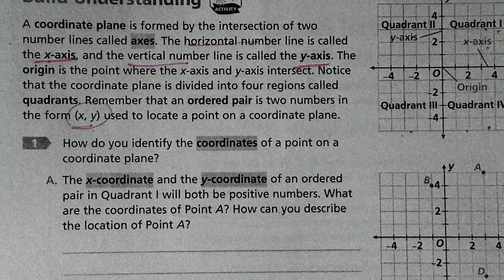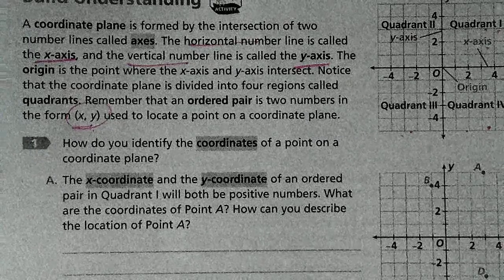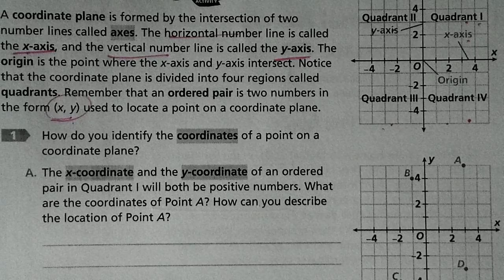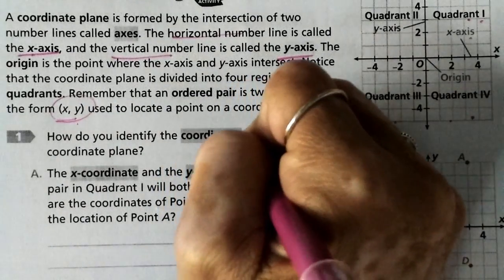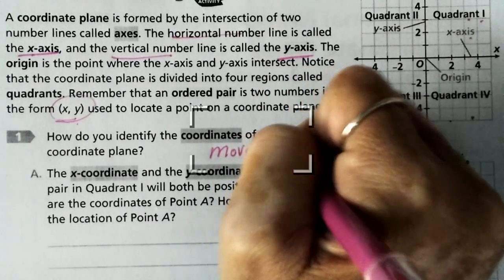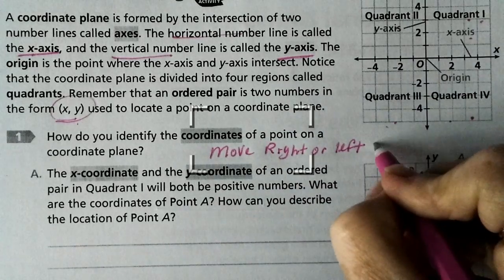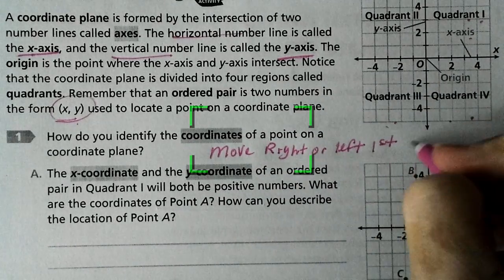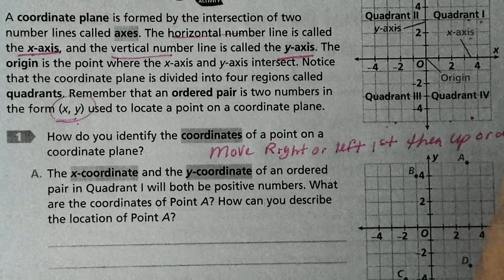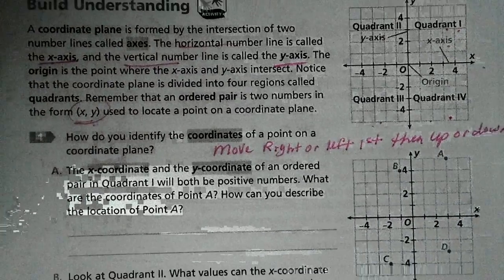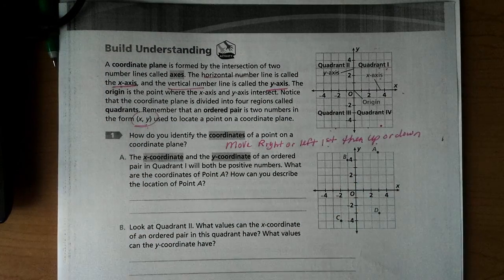Okay? So the first question says, how do you identify the coordinates of a point on a coordinate plane? The first thing we do is move right or left first, then up or down. Okay, so move right or left first, then up or down.